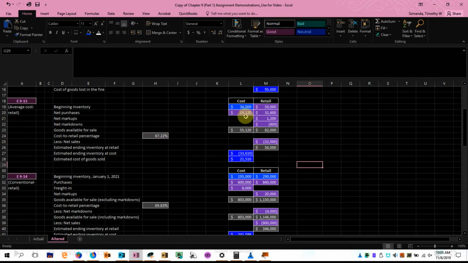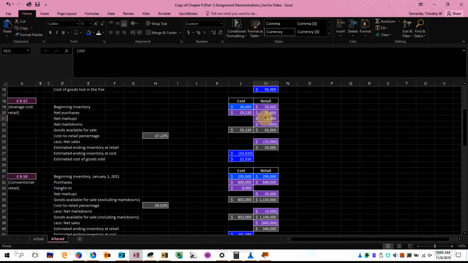All right, so let's take a look at this. On the cost side, beginning inventory cost us, using my altered data, $36,000. We sell it for $50,000. So we'll just enter the given data. Net purchases, $19,120 on the cost side. The retail side is $31,600.